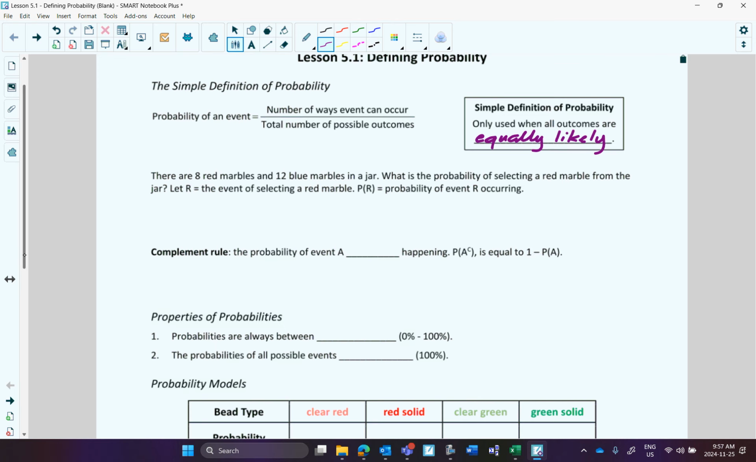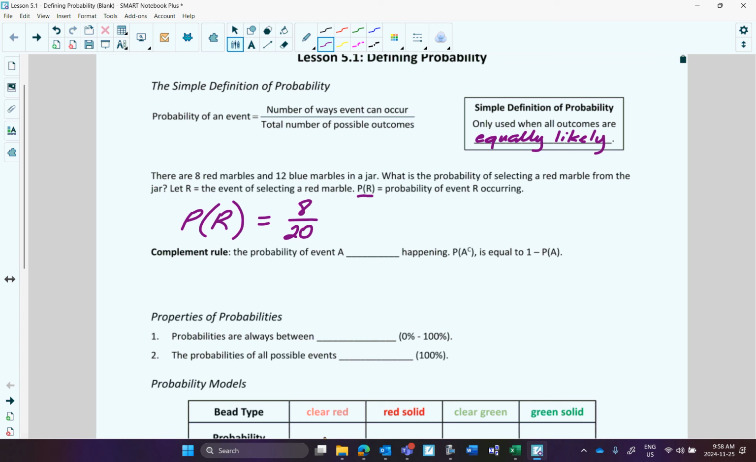Here's another example. 8 red marbles, 12 blue marbles in a jar. What's the probability of selecting a red marble from the jar? What we usually do is assign an event or events in a situation a capital letter, and we use this notation to find the probability of that event. So the probability of drawing a red would be what in this case? 8/20.